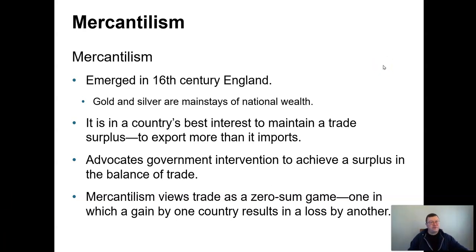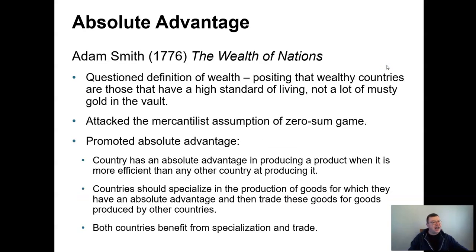First major challenge to that theory was a guy named Adam Smith. You may have heard of old Adam Smith. He wrote a very famous book called The Wealth of Nations. It was published in 1776. Kind of an auspicious date for another reason. And he questioned that definition of wealth. He said, you know what? If a country has a bunch of gold and silver in the vault, is it really a rich country? Because, once you sell off that gold and silver, what are you going to do with it?